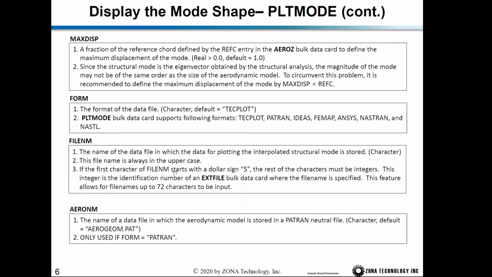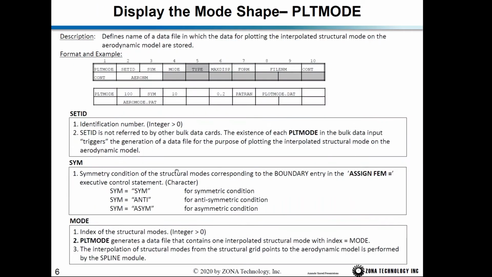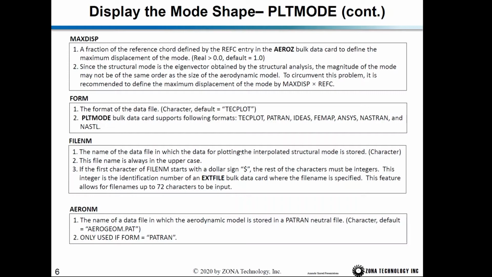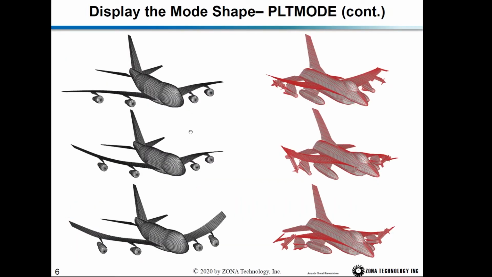If the file name is too long, because we only give you 16 columns to specify the file name, you can use the $ sign followed by an integer, and this integer refers to the ID of the EXEFILE card. In this card, you can list 72 characters to define the name of the file. And this is the typical example of the plot mode card.